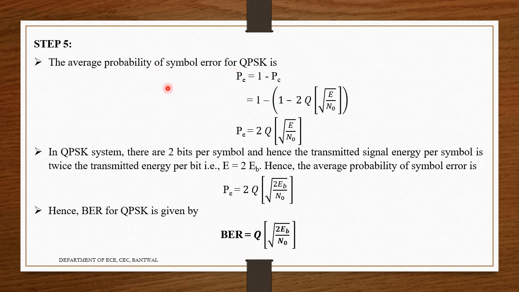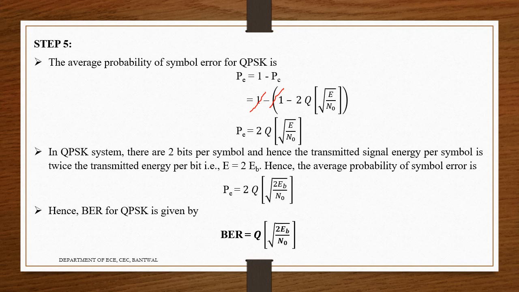Next, I have to find the average probability of symbol error for QPSK. P equals 1 minus Pc. 1 minus what is the value of Pc? 1 minus 2Q of the square root of E by N0. So now 1 and 1 get cancelled. The probability of error equals 2Q of the square root of E by N0. Now in this QPSK system, there are 2 bits per symbol, and hence the transmitted signal energy per symbol is twice the transmitted energy per bit. That is, E equals 2Eb.